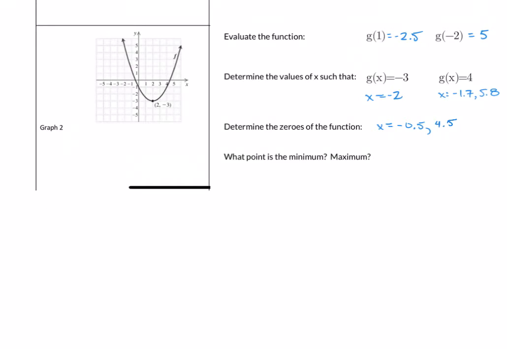All right, we also have what point is the minimum and what point is the maximum. So minimum, what is our lowest point on the graph? The coordinates are there. It is at 2, negative 3. Maximum, well, if you note, this thing does have arrows that go up forever. And so it has no maximum.